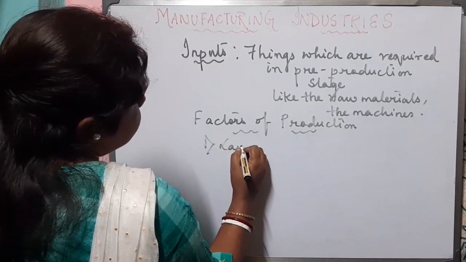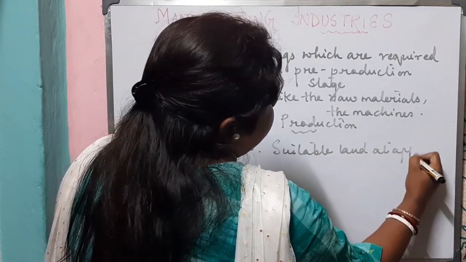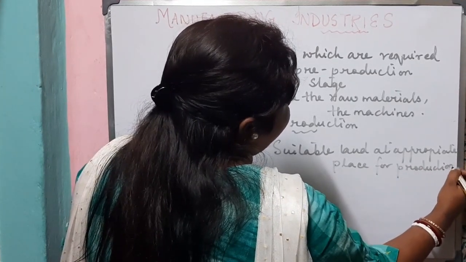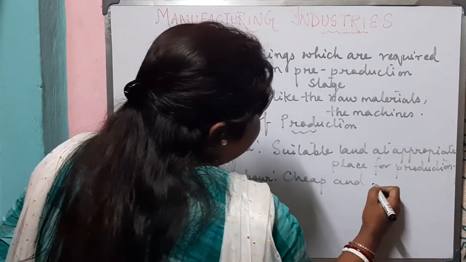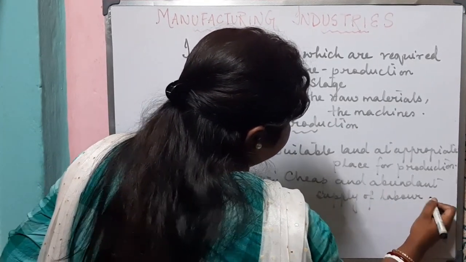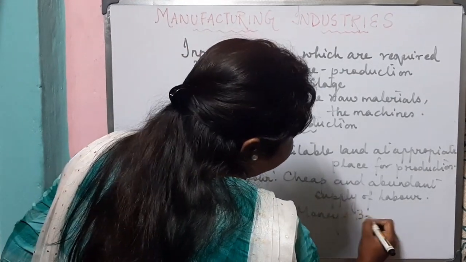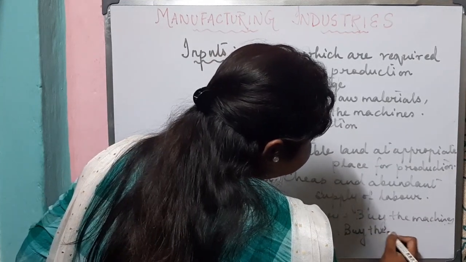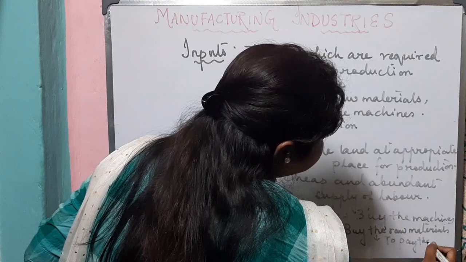So what are they? Number one is land. It is important to have suitable land at appropriate place for production. So land is the first requirement for production. Number two, we need labor. There should be cheap and abundant supply of labor. Number three, we need capital. That means we need money. Why? So that we can buy the machines, so that we can buy the raw materials, and also to pay the wages of the labor.